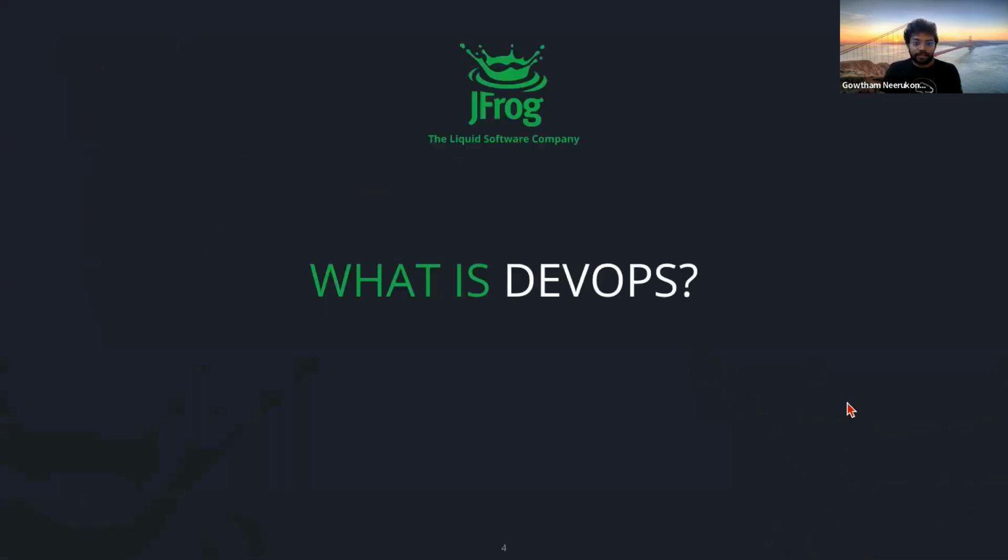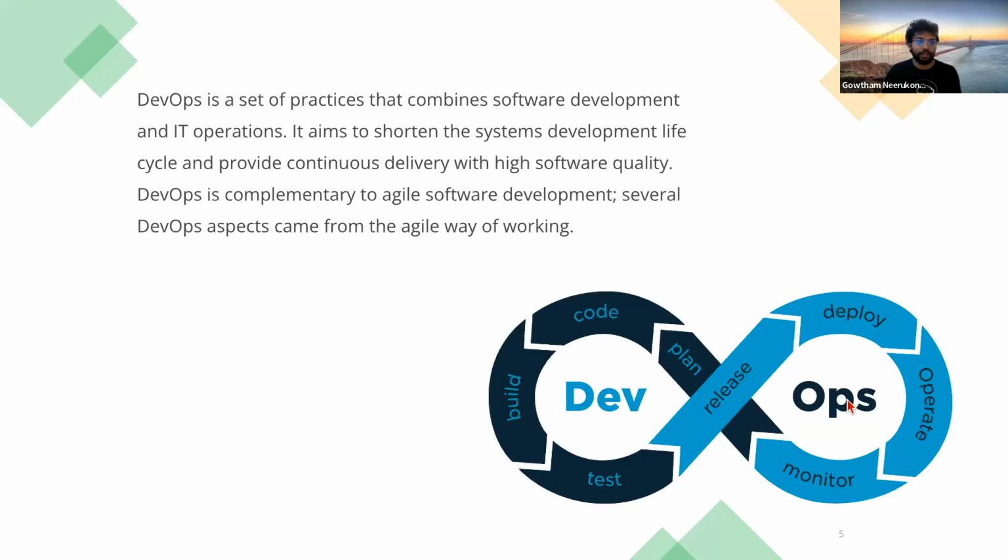Now, let's look at what is DevOps. You might have heard multiple definitions, but mainly, as I see it, DevOps is a set of practices that combines the developers and the IT operations team and brings them into one single common language of communication.